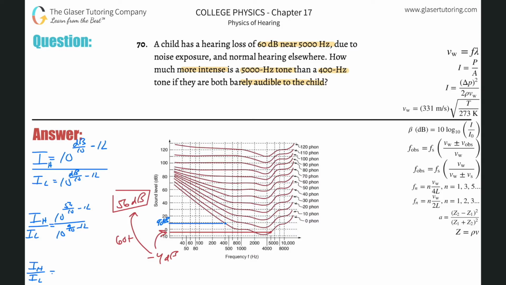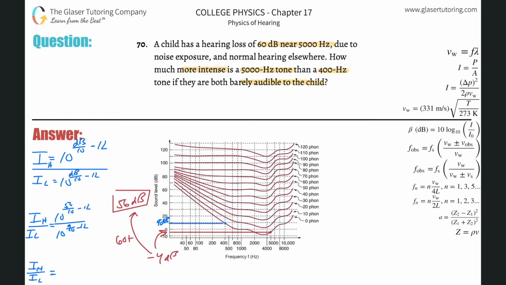Actually, why don't we just do the math? I was going to simplify it, but it doesn't really matter, right? I mean, you could just plug it into the calculator. So why don't we just do that? So this is basically going to be 10 raised to the 5.6, minus 12, and then that's divided now by 10 raised to the 0.9, minus 12. And what do we get?